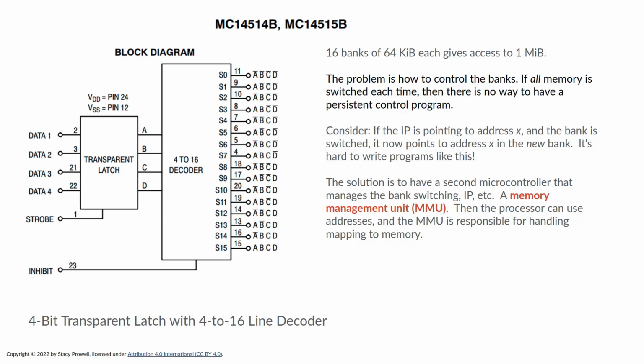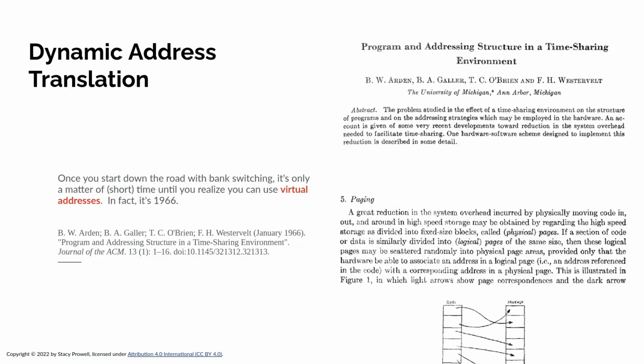I need another computer, right? I've got my computer over here and it's got memory, but I need a second computer to solve the problem of managing memory for me. And I call that a memory management unit. Now the processor gets to use addresses, and the MMU is responsible for handling how things get mapped into memory. So I've started down a dangerous path, and it's not long before crazy things begin to happen. And one of the crazy things is dynamic address translation. So once you start down this road of bank switching, it's just a short matter of time until you realize everything ought to be bank switched all the time.